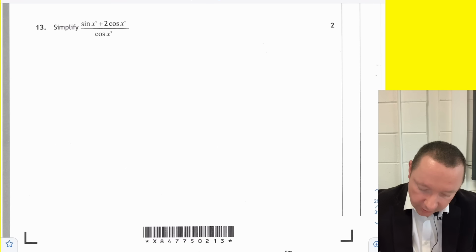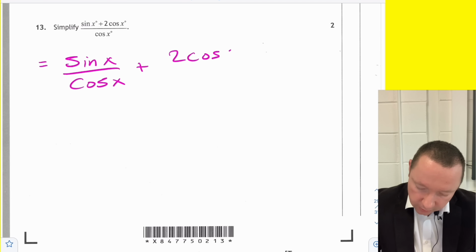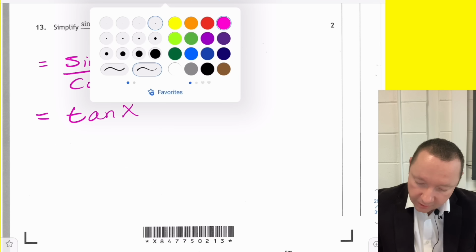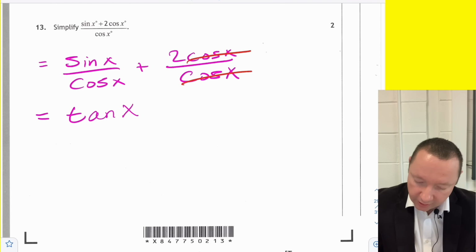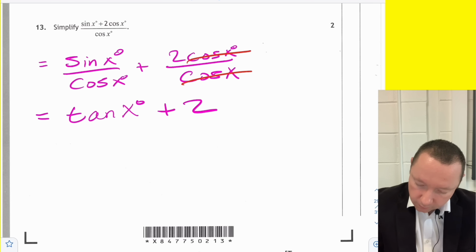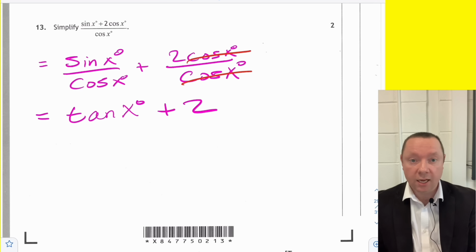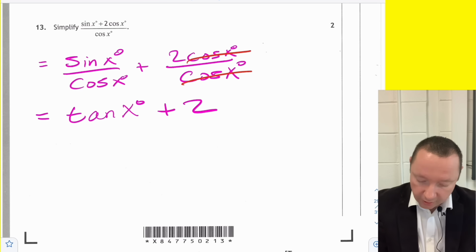So separating this into two fractions, we've got sin x over cos x plus 2 cos x over cos x. Well, sin x over cos x I've already discussed is tan x, but the second fraction we've got same and same, so they cancel. So we've got tan x plus 2. Put my degrees back in just to be clear. Oh, and that's us done. That's it. So as long as you knew sin x over cos x was tan x and you could separate the fractions, you would get your answer.